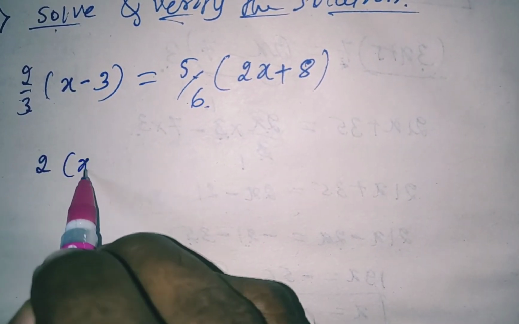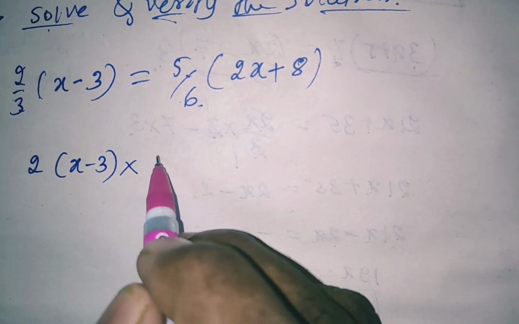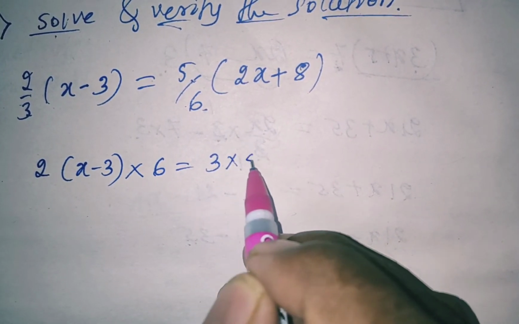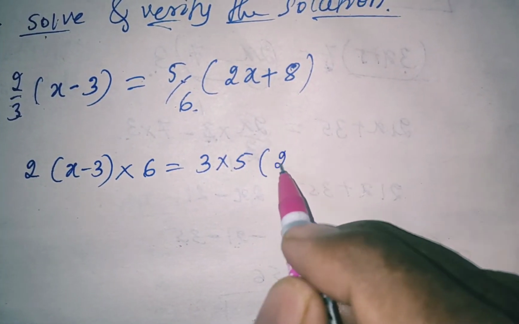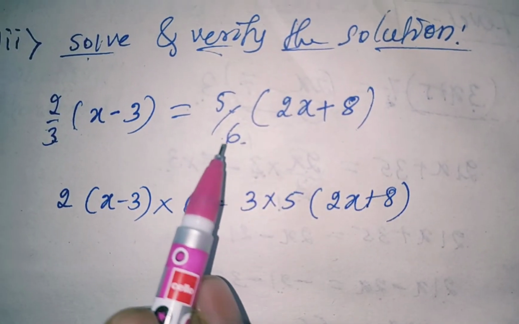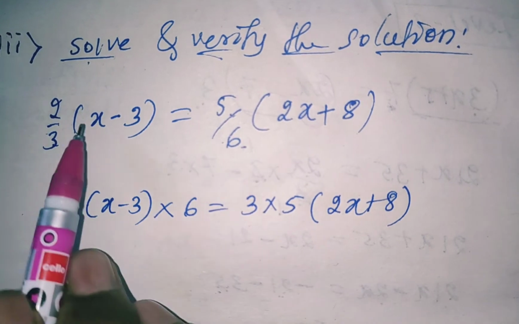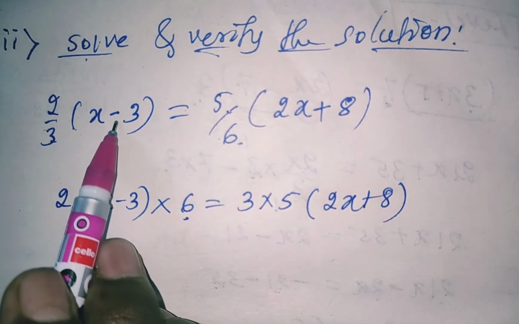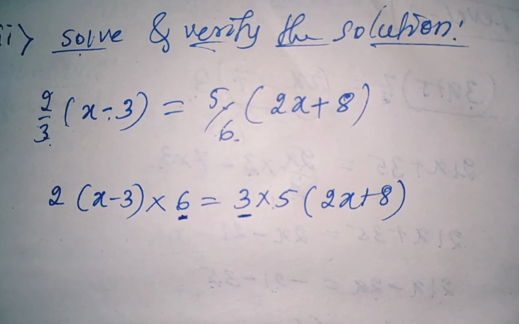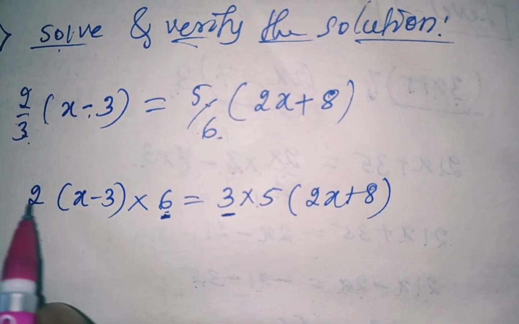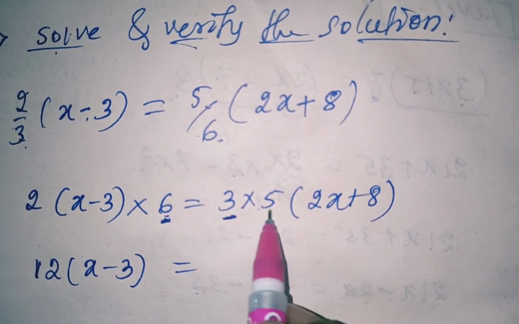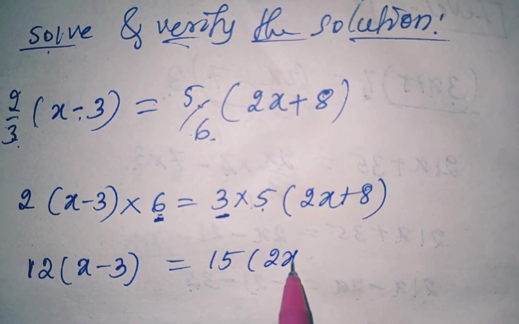This 3 will be multiplied here, 6 will be multiplied here. Already 2 is there, 2x minus 3. Then again multiplied with 6. This 3 we are taking this side. So 3 is multiplied with 5 as it is into 2x plus 8. Dear students, once again I repeat, see here, this 6 is multiplied here in LHS and this 3 will be multiplied with RHS here. Okay, now 6 into 2, 12. 12 into x minus 3. 3 into 5, 15. 15 into 2x plus 8.